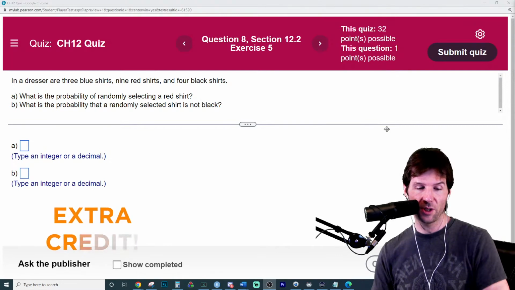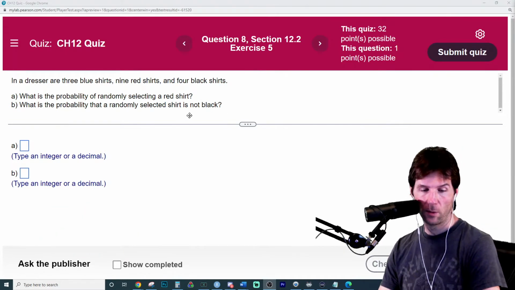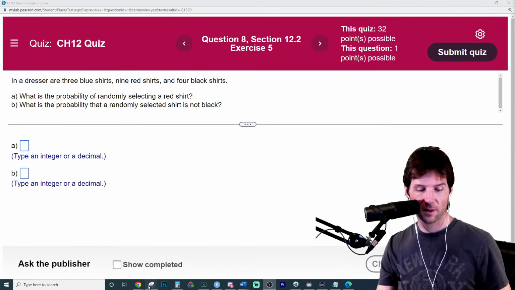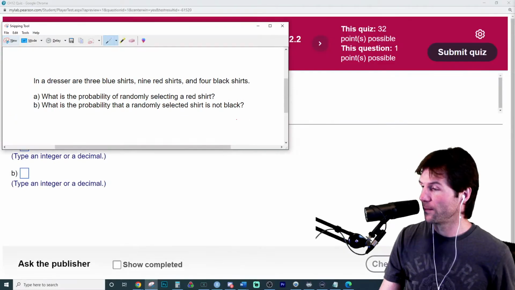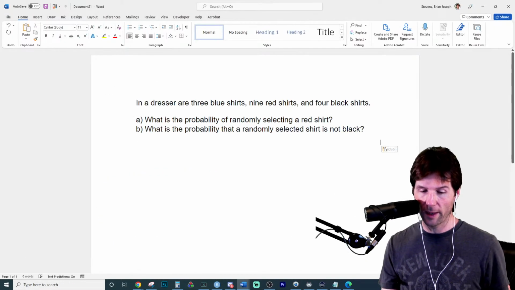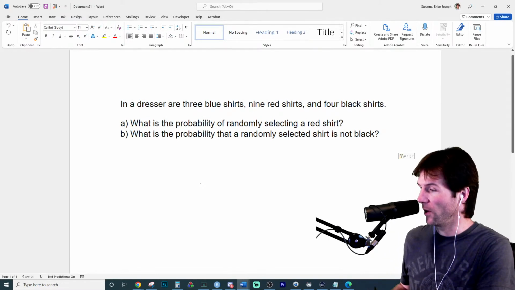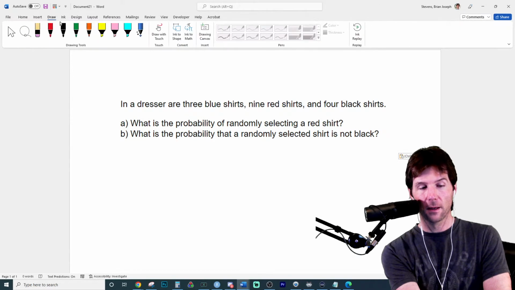So this is the t-shirt question. What is the probability of a random t-shirt being red or not black? Oh, not a black t-shirt today. And so we need to draw this out. Let's take the table and draw out what we have. Here is our dresser drawer.